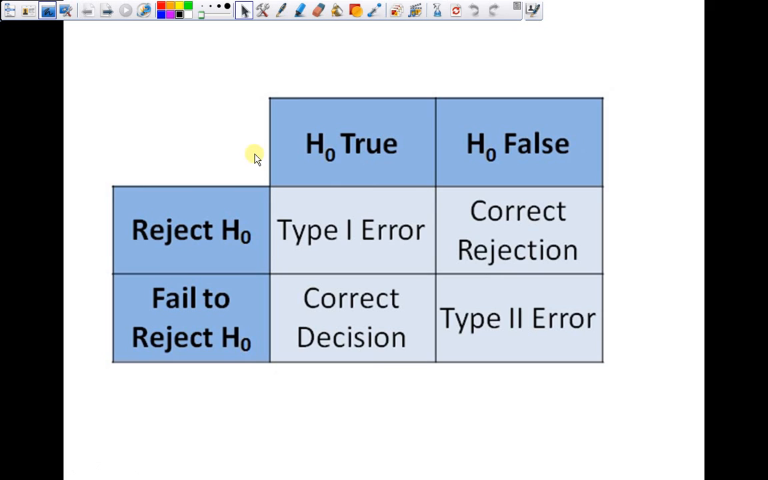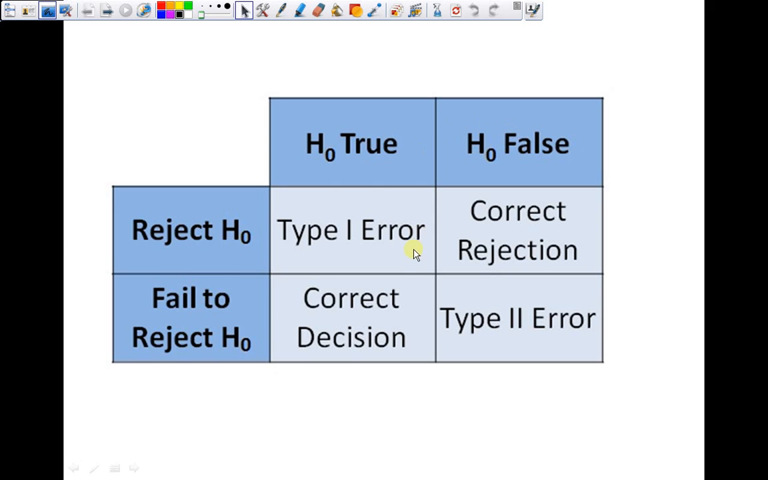Okay, so this cell right here represents, so H0 represents someone's innocent. That's our null hypothesis until we get evidence that they're guilty. So HA will be they're guilty. Okay, so this is saying someone's actually innocent. If we reject that they're innocent, which means we think they're guilty, that's what type 1 error is. So again, H0 is true and we reject it. That's type 1 error. So in the judicial system, somebody who is innocent but is convicted as guilty.